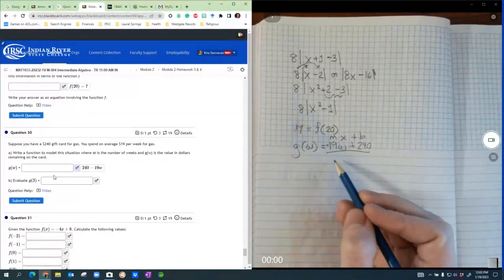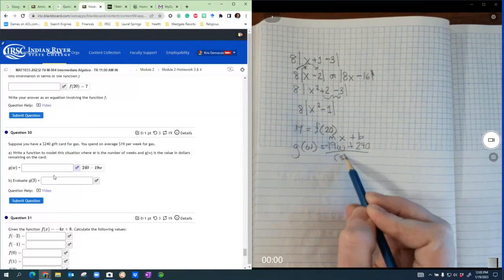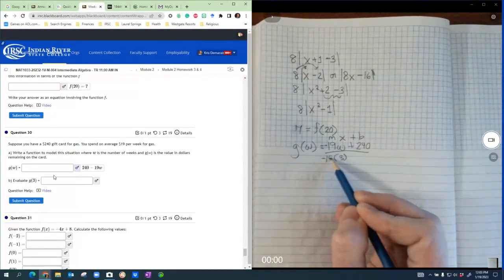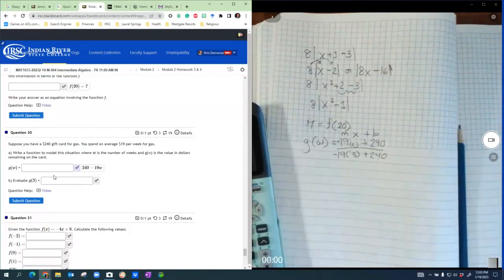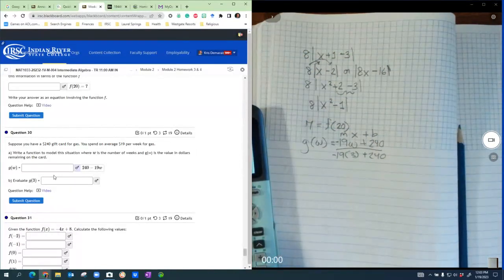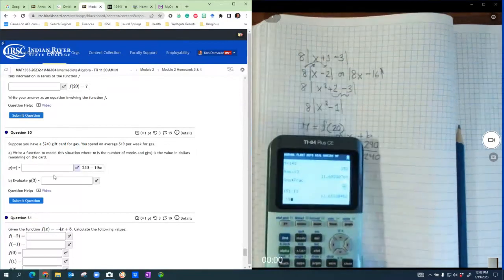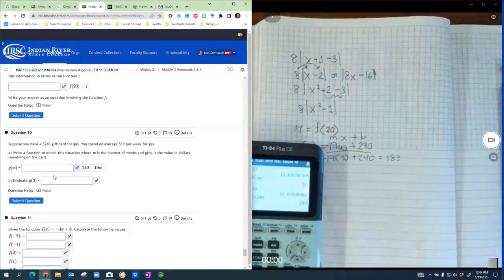Okay, so anyway, now it says evaluate when the input is 3, so all you've got to do is take your calculator and do 3 times negative 19 plus 240. Rather than proving that I can multiply, you can simply take your calculator: negative 19 times 3 plus 240. And you get 183, and that's our answer. Don't have to be cute about it, just have to produce an answer.